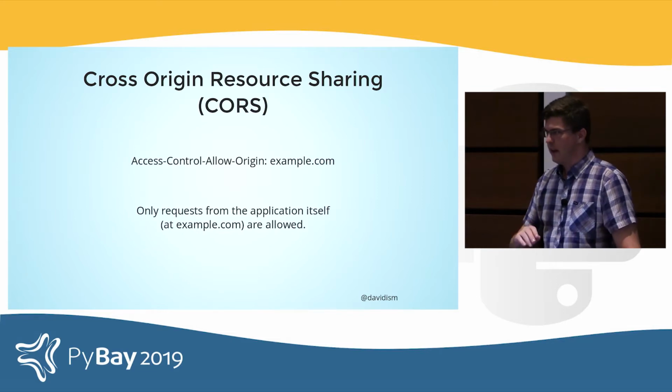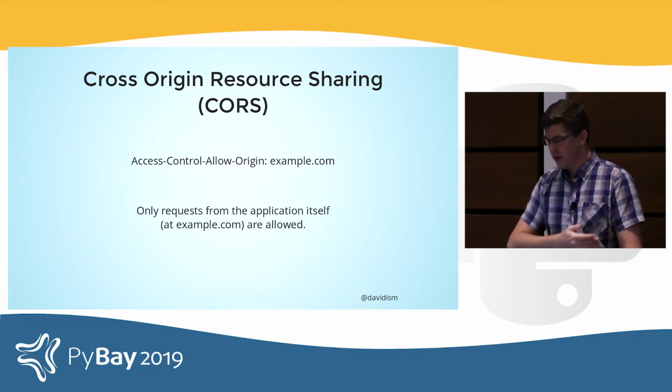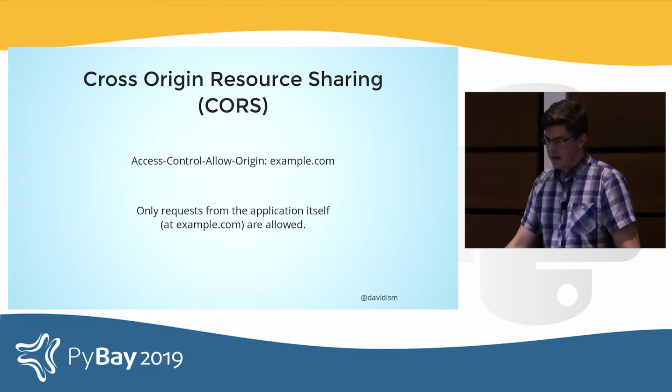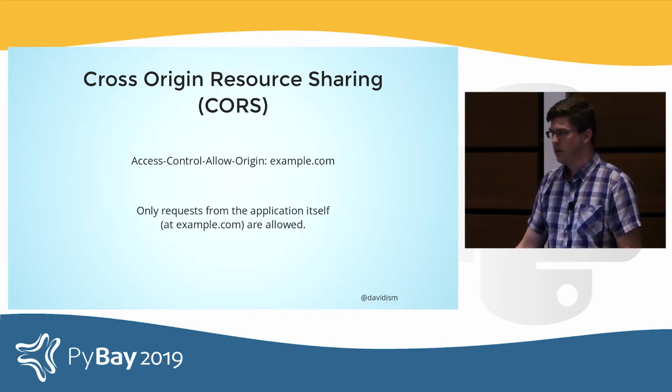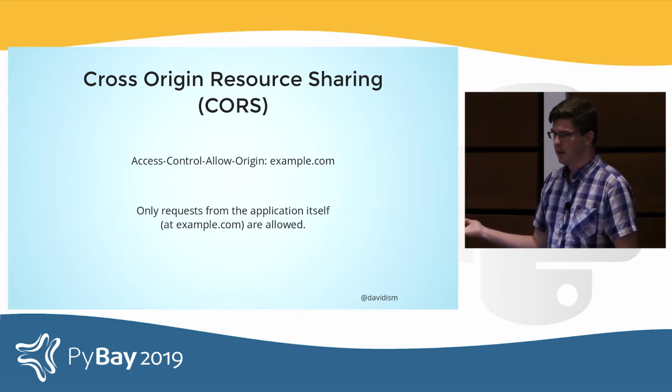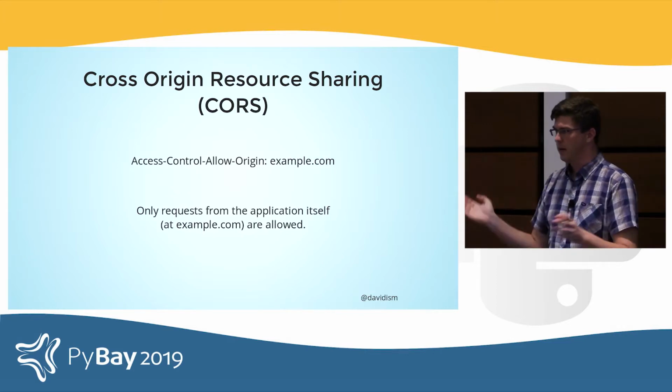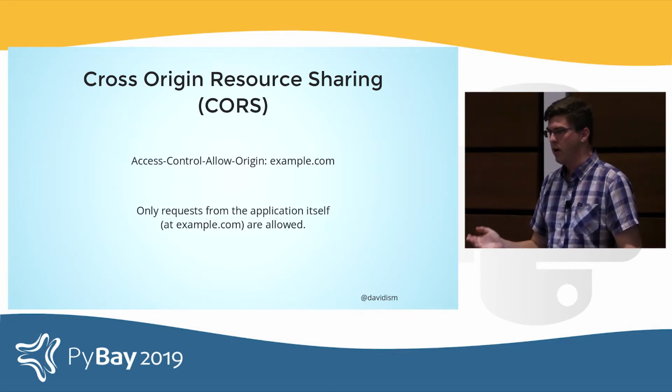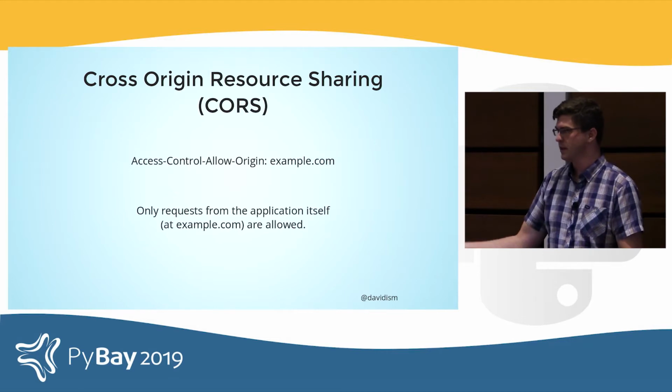So the simplest, or the most strict answer is, if my application is example.com, then I will only allow example.com to make requests to myself. So the browser will prevent any other website from making a request to your website. In many cases, that's exactly what you want. Even if you're writing a single page application where you have an API and a front end completely separated, you might want only your front end to be able to access your API.